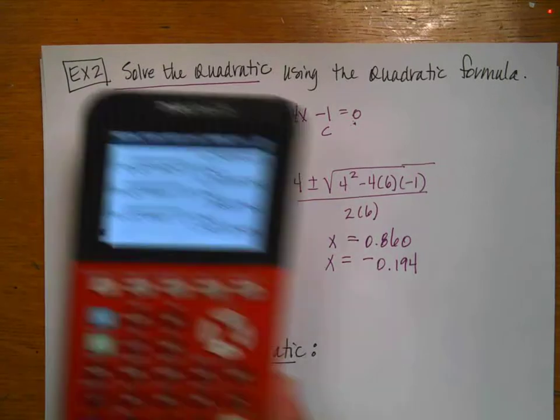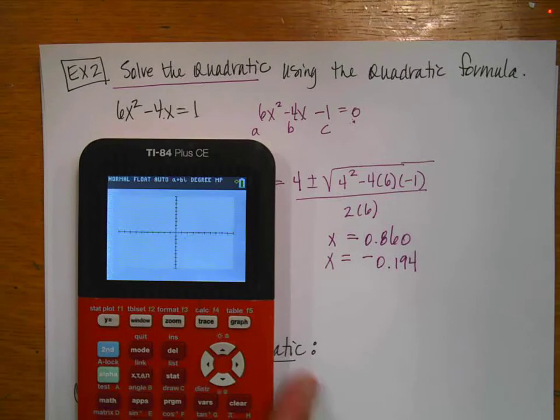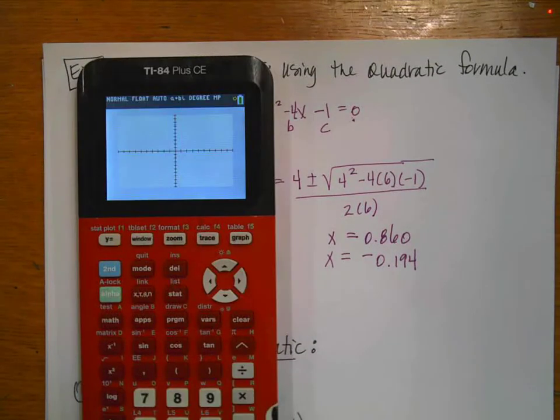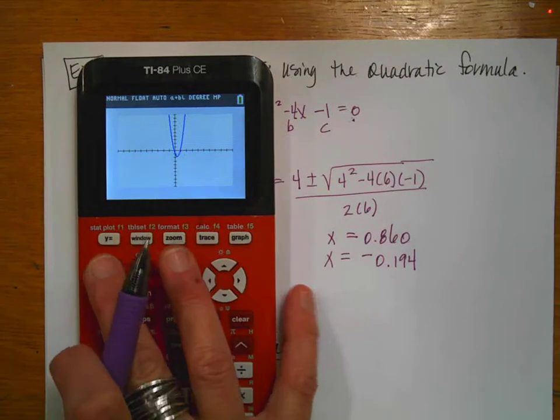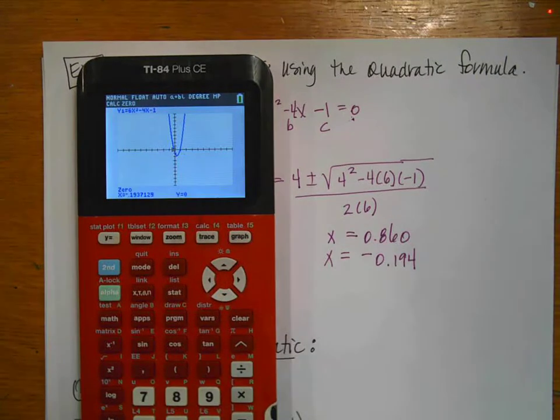Alrighty. So the next thing that I want to show you is I'm going to take that equation and put it in my calculator, 6x squared minus 4x minus 1, and I'm going to do a zoom 6, just to show you that I get the same answers. So there's the parabola we were just working with, and I'm going to do second calculate 0, and I'm going to start on the left, enter, and go to the right, enter, enter.